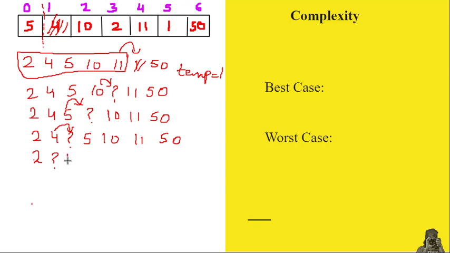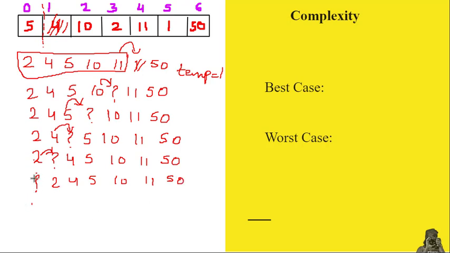So now here we have question mark, 4, 5, 10, 11 and 50. So again we will be comparing with the last element, which is 2 here. So again 2 will be shifted because 2 is greater than 1. So here we have at the first location question mark, first location of sorted array. So 2, 4, 5, 10, 11, 50.